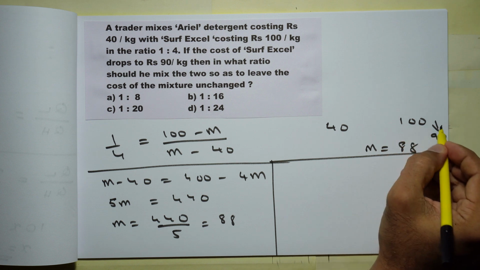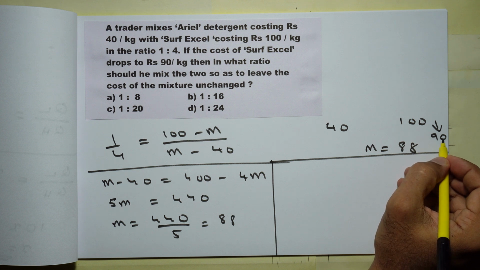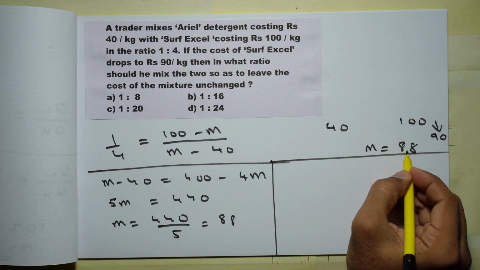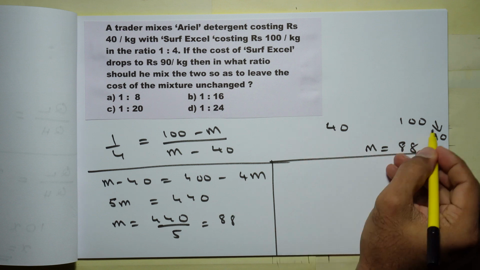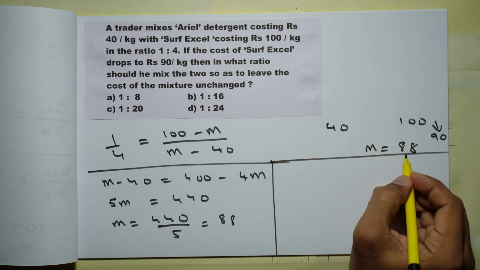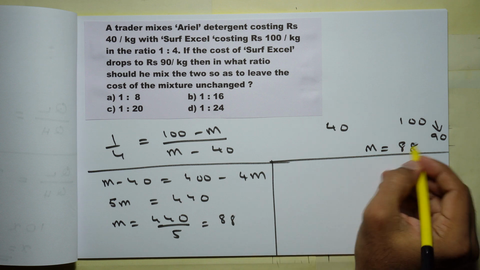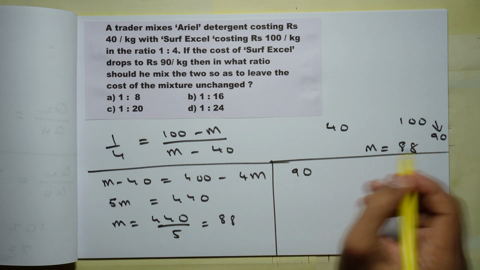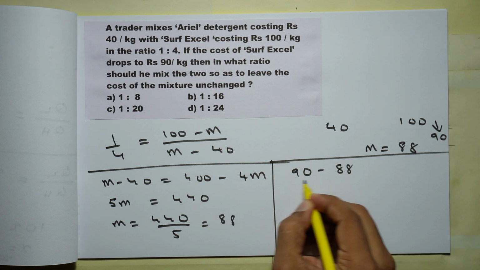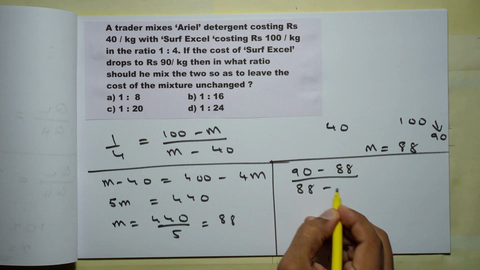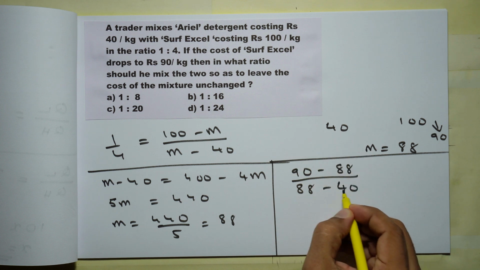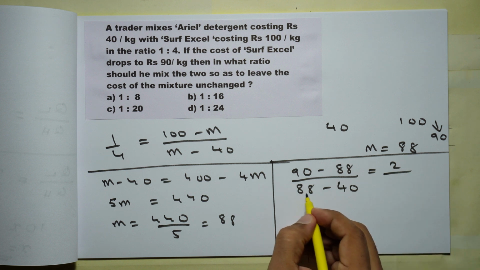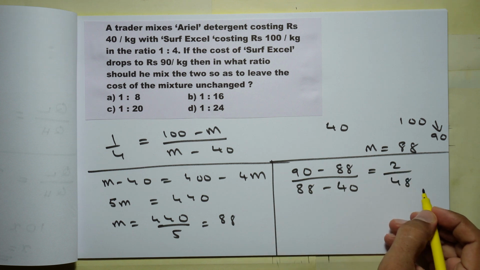And the price of the expensive one has now dropped to 90. So now you have to find the ratio such that the mean price is retained at 88. So in what ratio should they be mixed so that the mean price is 88? Again we'll substitute into the mixtures and alligations formula. Price of the expensive one is now 90 minus mean price 88, divided by mean price minus lower price 40. So 90 minus 88 is 2. 88 minus 40 is 48.